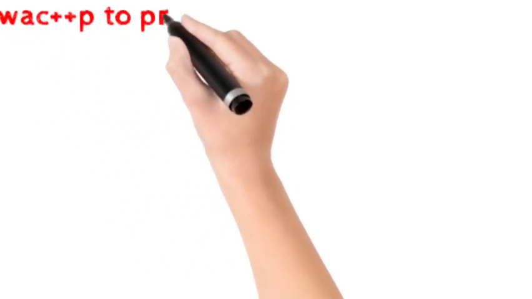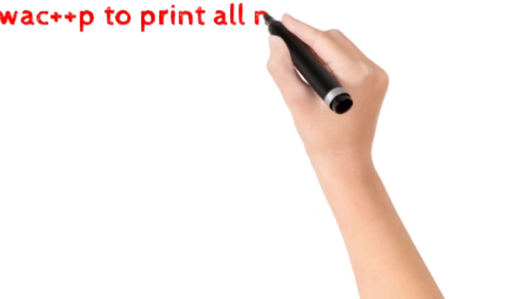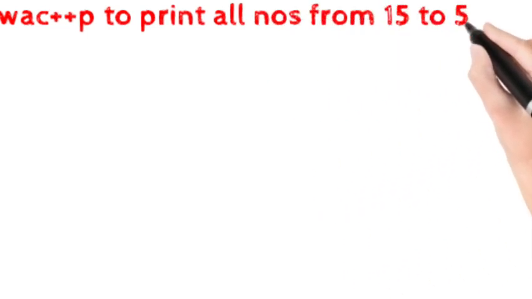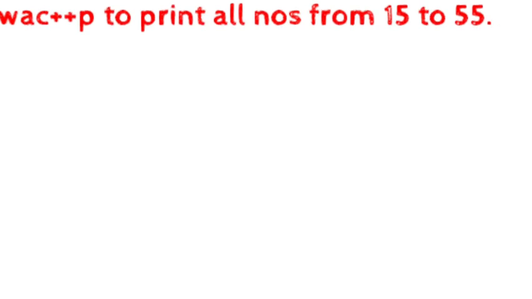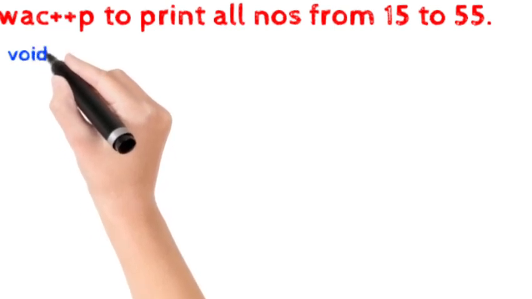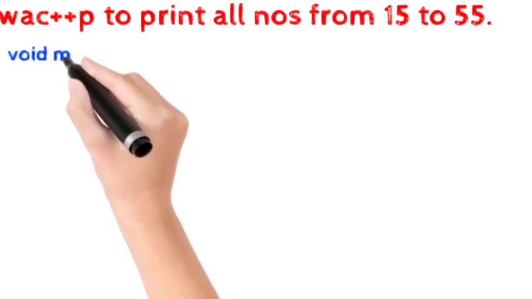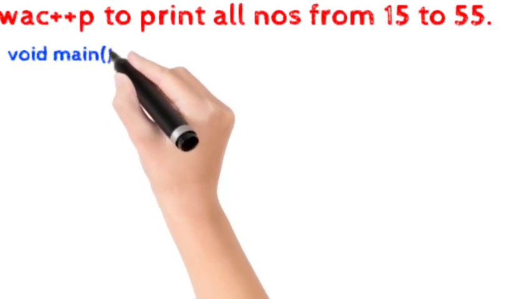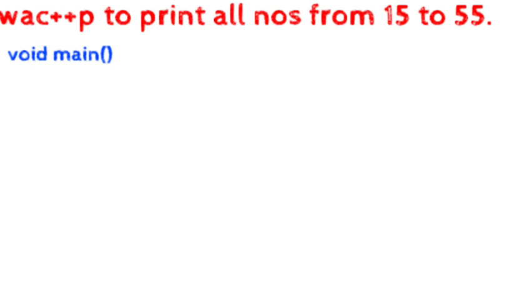Then the next program is to print all numbers from 15 to 55. All the numbers from 15 to 55 we want to print. So in this case also we have to start the program with void main. Then the curly bracket has to be written. As all of us know, we have to specify the body of the main function, the content which we want to execute, within the main bracket.